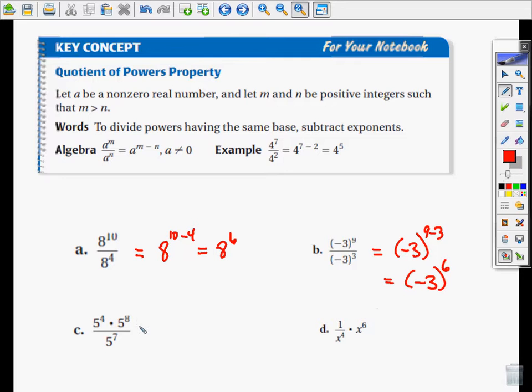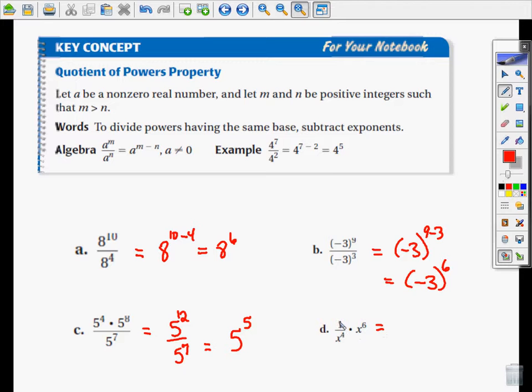Here we're combining what we did the other day with products, and now quotients. So I'll simplify the numerator. 5 to the 4th times 5 to the 8th is 5 to the 12th, divided by 5 to the 7th is 5 to the 5th power. 12 minus 7 is 5.